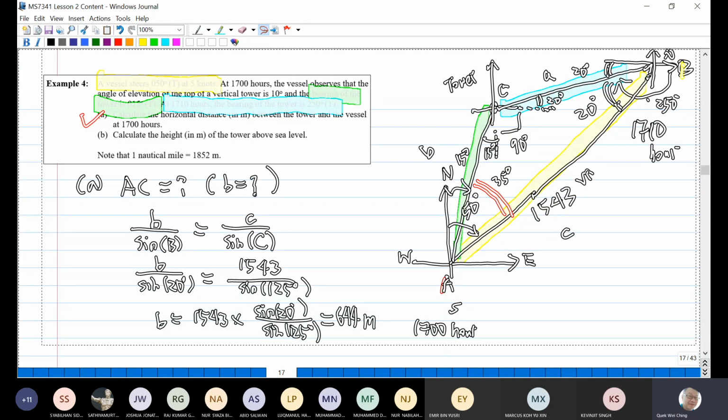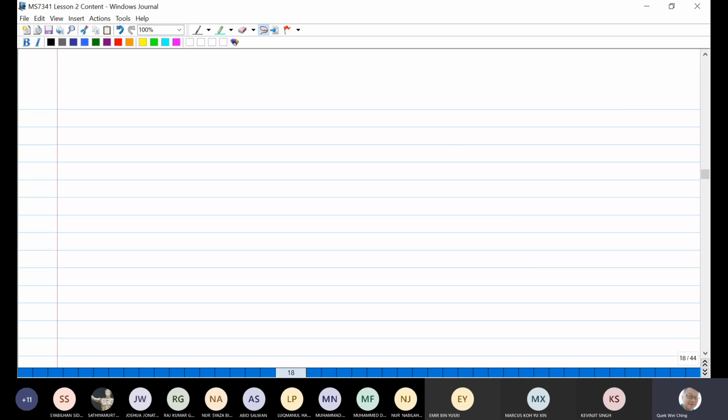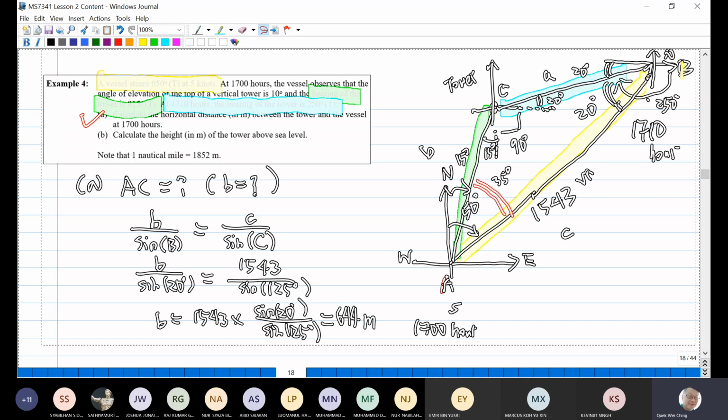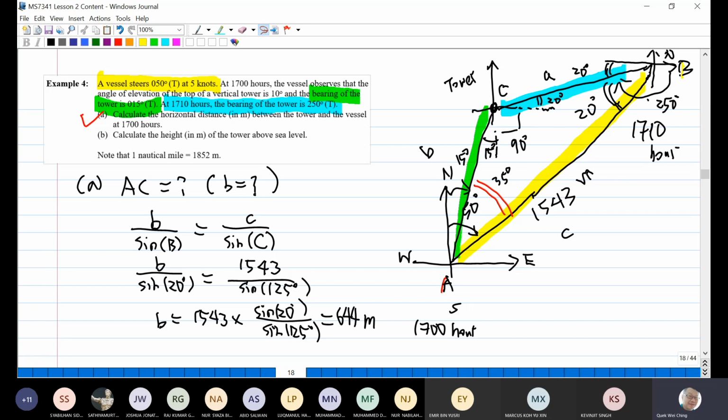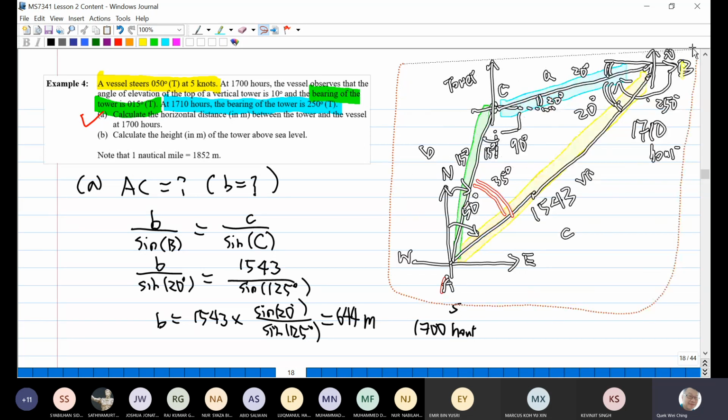Okay, I'll move on to the next page now. So now I want to answer the second part of the question, the height of a tower. So I know B is 644 now. Let me erase this diagram now because I don't need the bearing now. So there's another diagram.